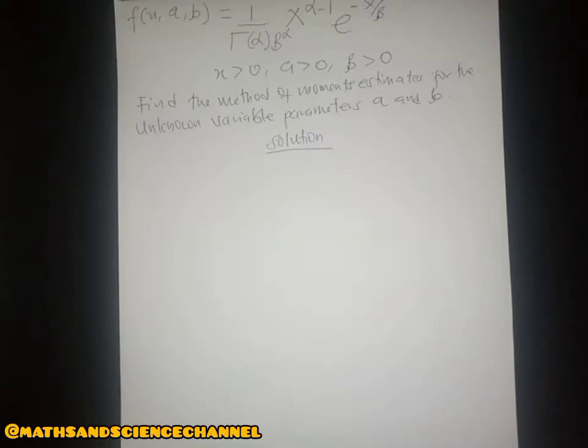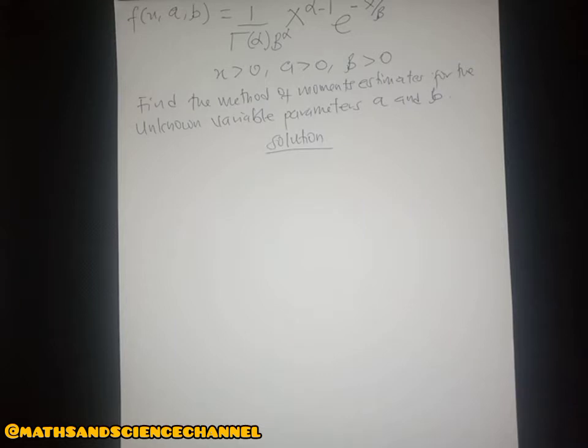Now in this section we have a question on the method of moment estimators. We are given the function f of x, alpha, beta equal to 1 over gamma of alpha times beta to the power alpha, times x to the power alpha minus 1, then exponent minus x over beta. The question says that x is greater than 0, alpha is greater than 0, and beta is also greater than 0.